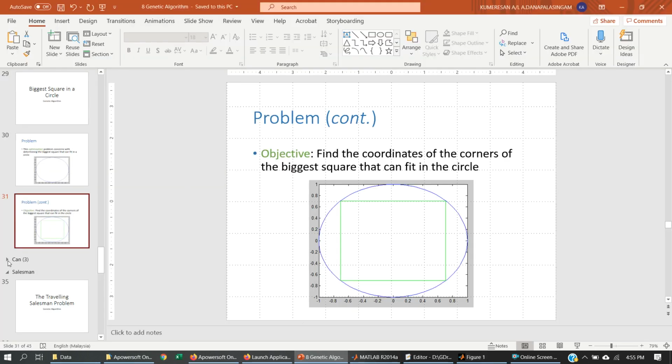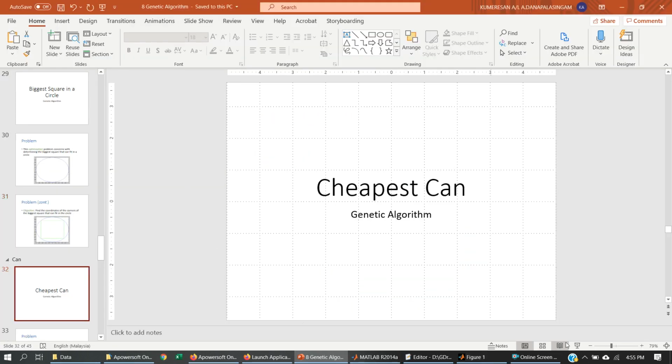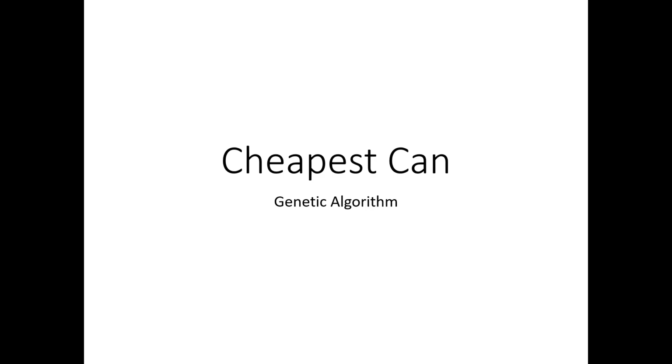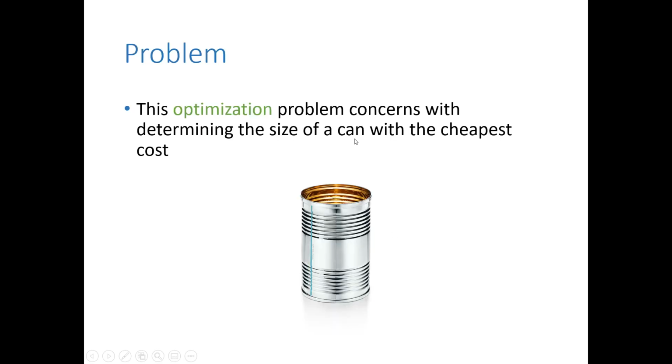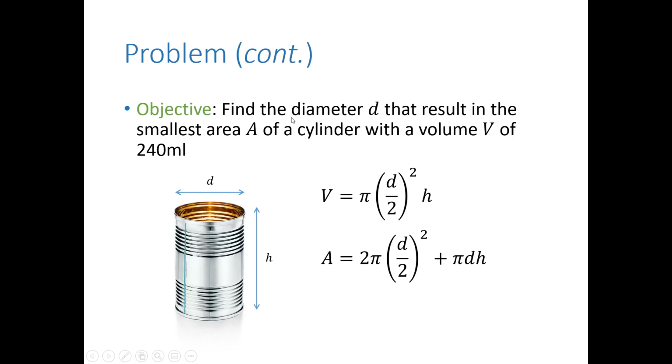Let's look at another problem, the can problem. The cheapest can, like I've briefly explained earlier. Here we want to find the size of a can with the cheapest cost. The objective: find the diameter D that results in the smallest area A, because we assume the cost is proportional to the area.